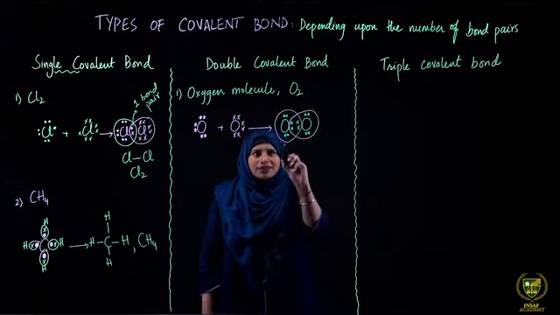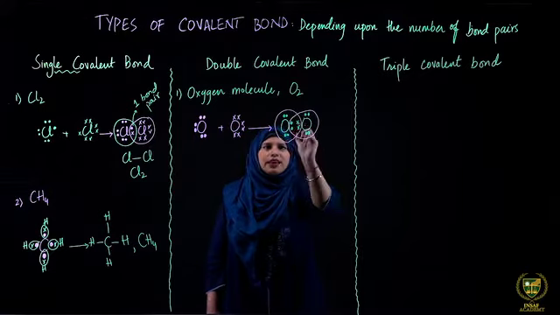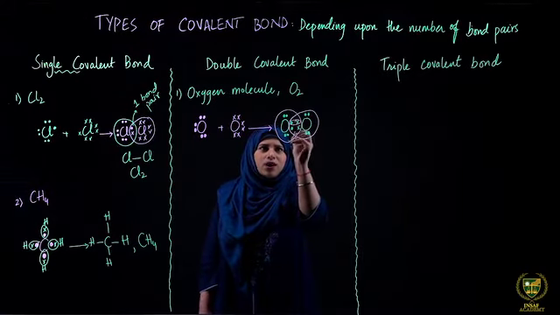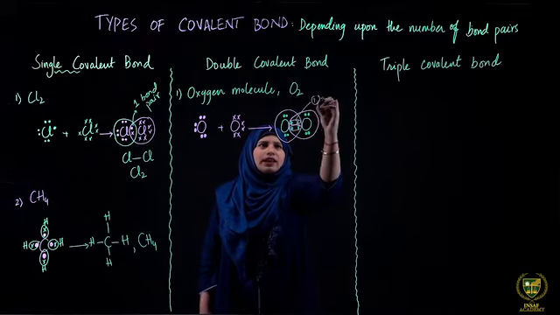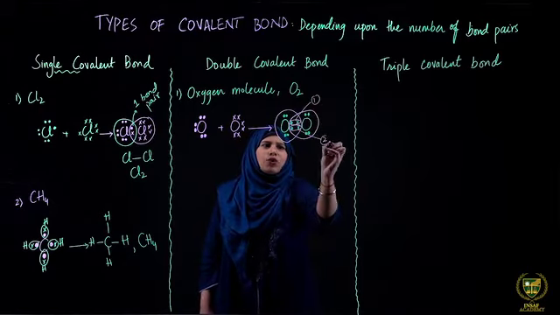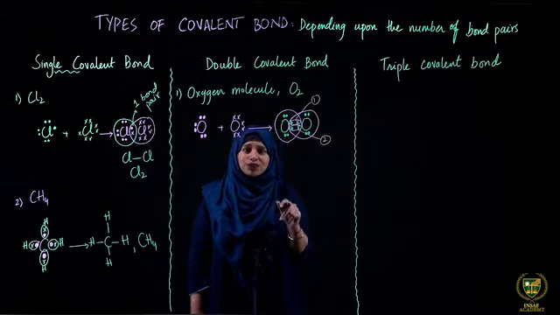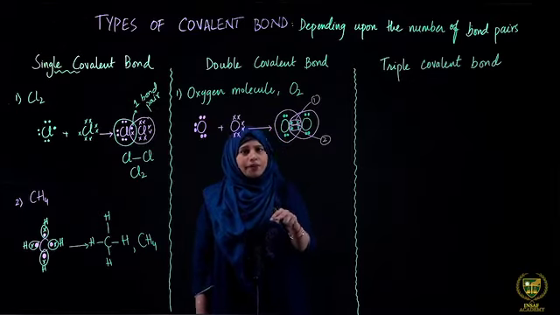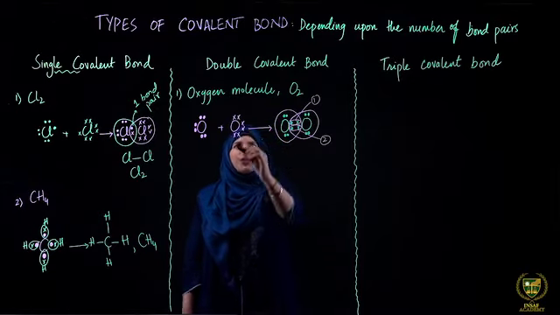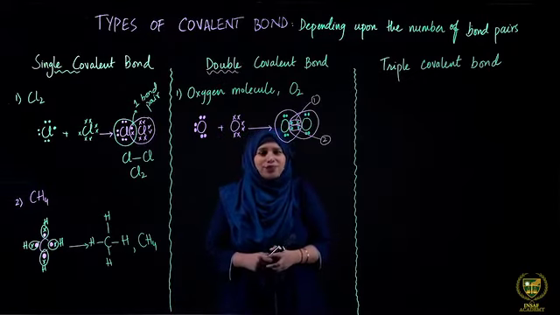But look at over here, there is a difference. Look at this diagram and look at this diagram. Can you see there are 2 pairs? 1 and 2. So this is the first bond pair and this one is the second bond pair. So how many bond pairs are involved over here? In total, 2 bond pairs are involved. And if 2 bond pairs are involved in bonding, we are going to call it a double covalent bond.